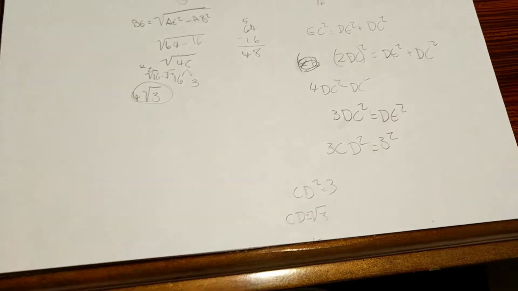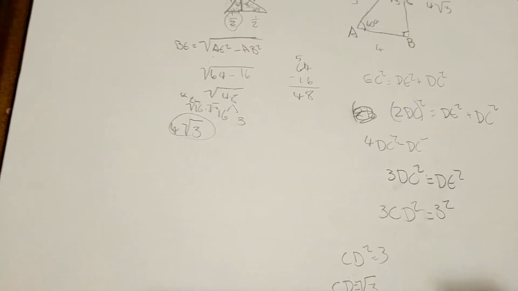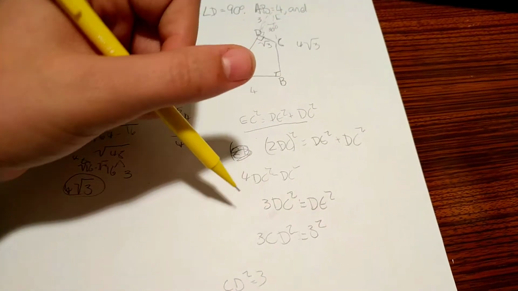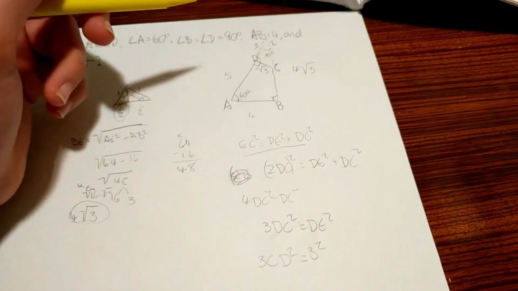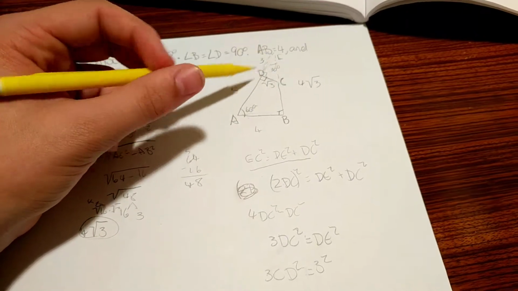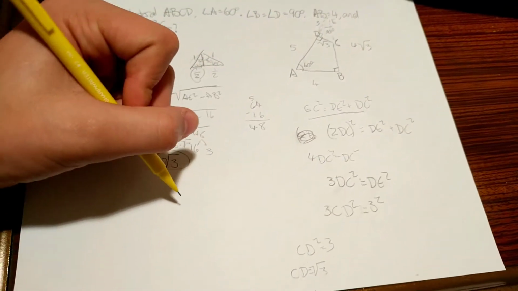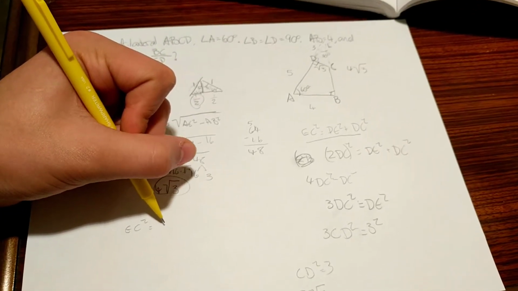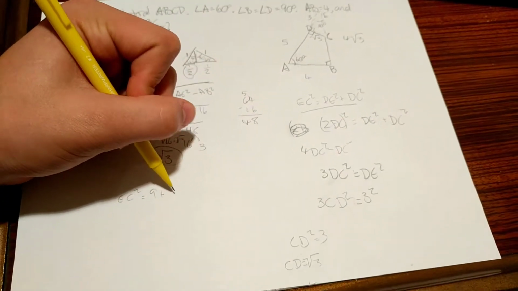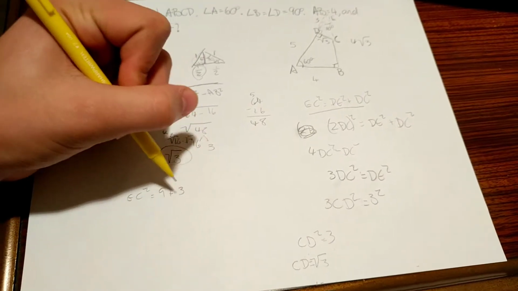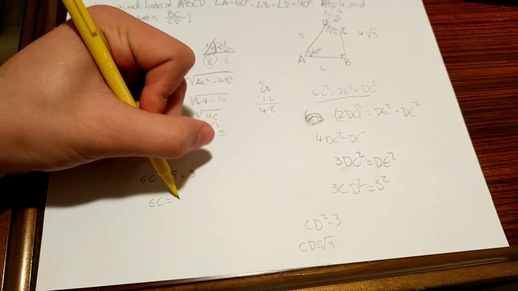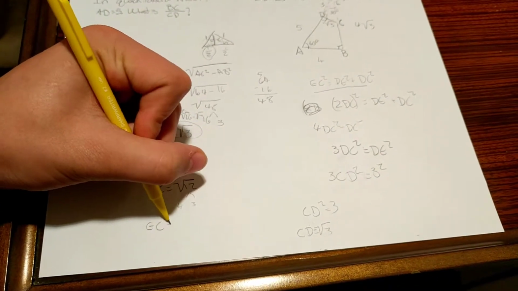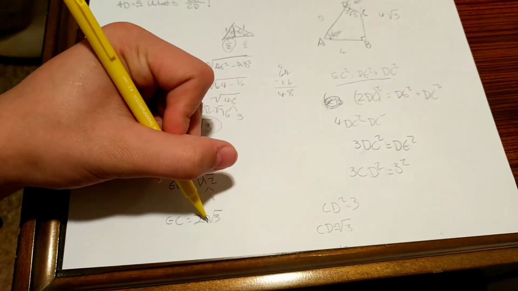And so now we can solve for EC. If you go back up here, we know what CD is, and we know what DE is. So we could say EC squared is equal to DE squared plus CD squared. So it is the square root of 12. That's 4 times 3, so EC is equal to 2 square root 3.